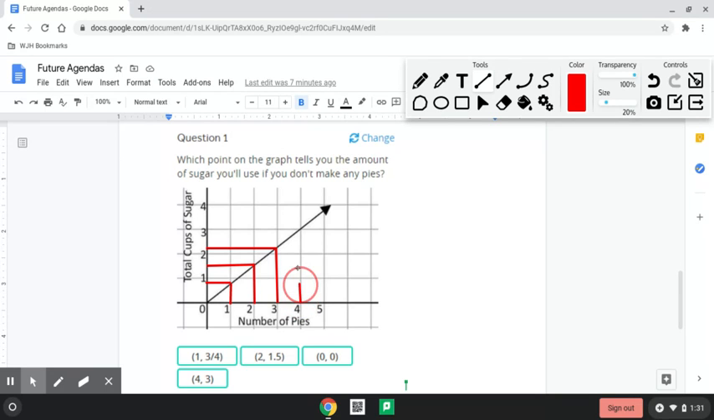And for 4 pies, it looks like we'll have to use exactly 3 cups of sugar. It's exactly right on that line.